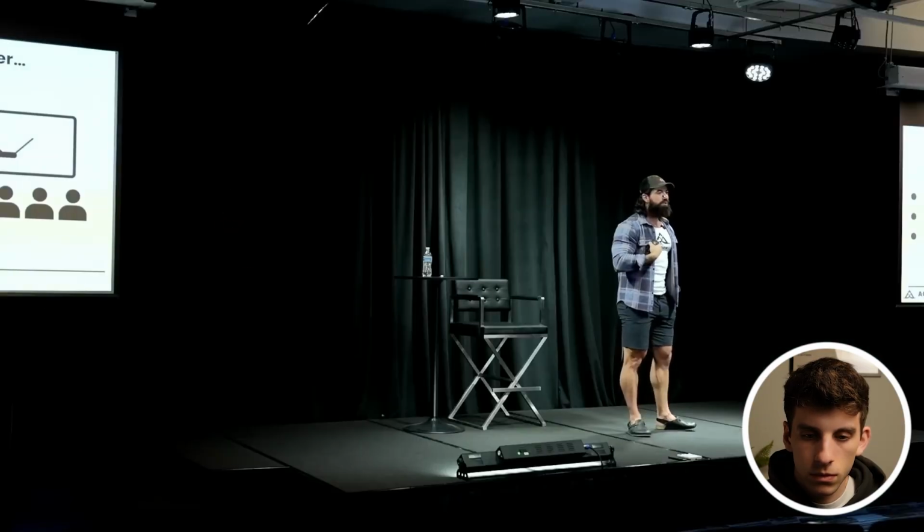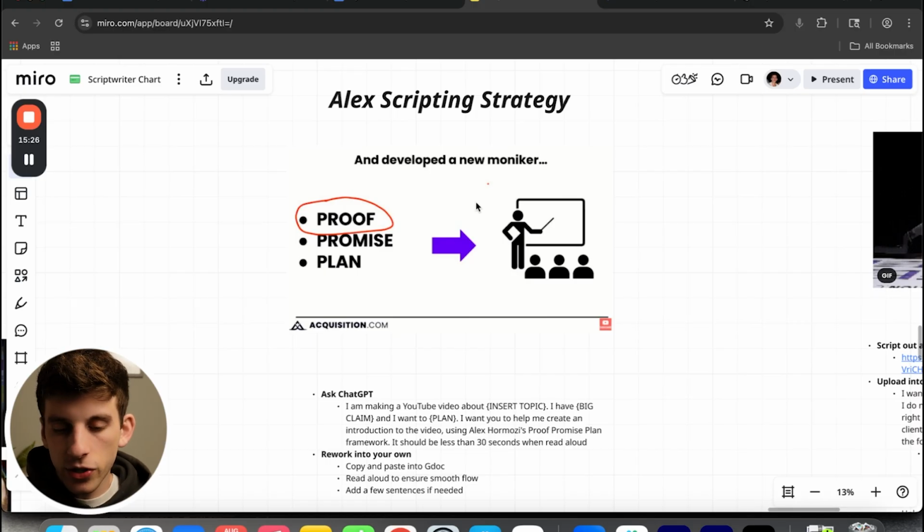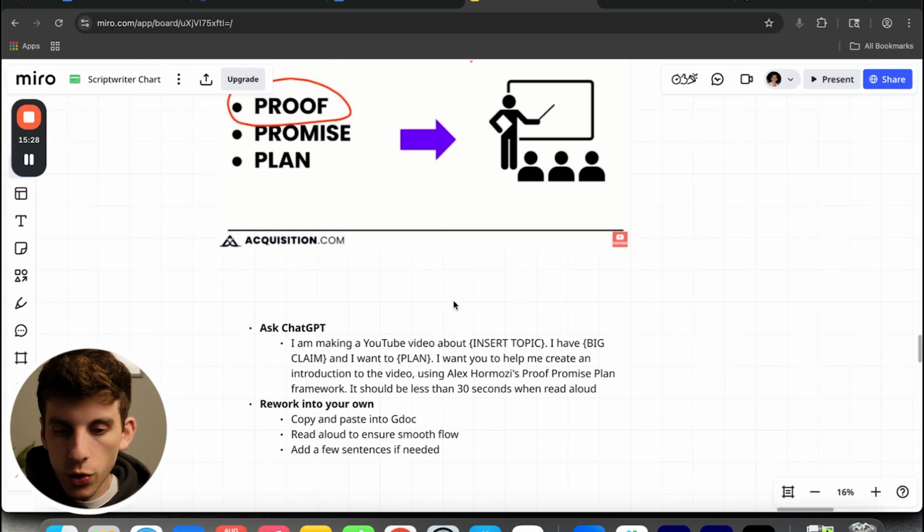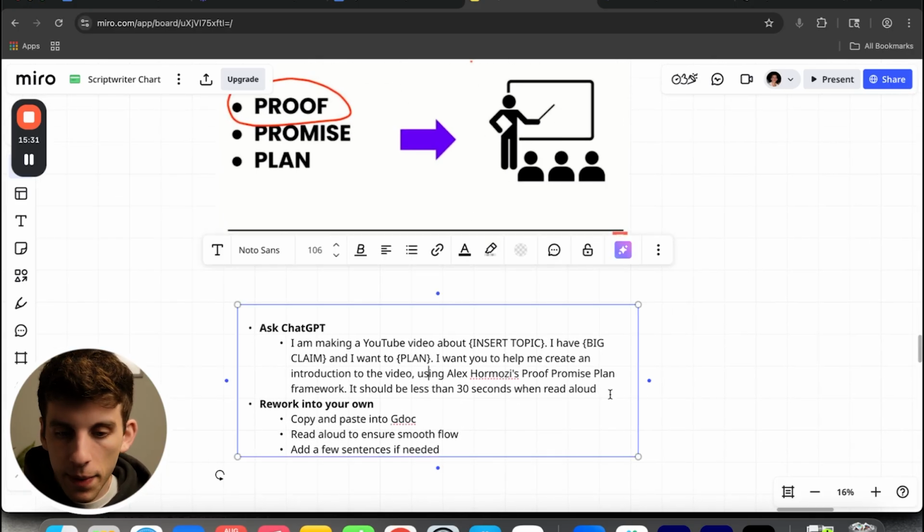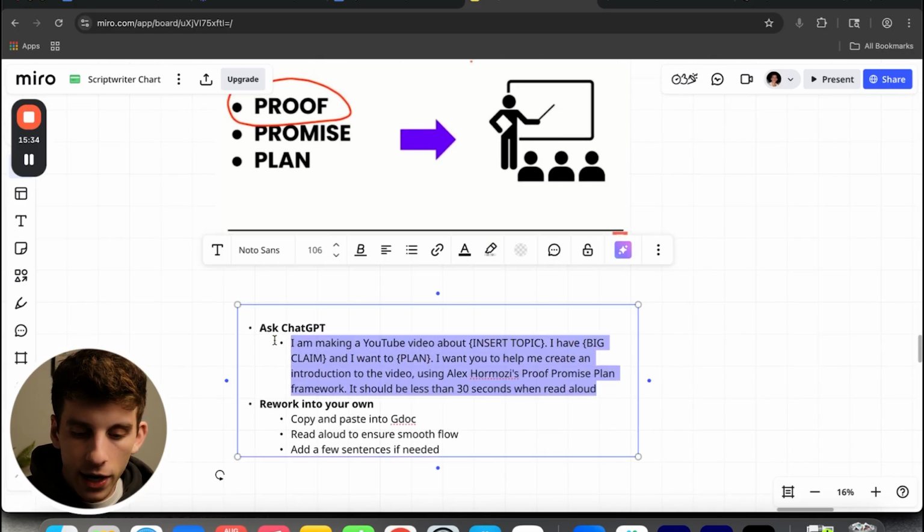Most people have this big glaring sign above their head before they can even turn on the volume of their brain, which is, why should I listen to you? And so I tend to lead with proof. Now, how to actually replicate this for yourself? Something as simple as, I'm making a YouTube video about insert topic. I have big claim and I want to plan. I want you to help me create an introduction to the video using Alex Hormozi's proof, promise, plan framework. It should be less than 30 seconds when read aloud.